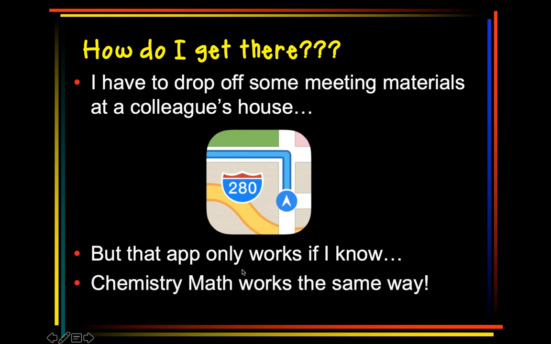And this thing called dimensional analysis, which is kind of chemistry math, works the same way. You can do lots of different things with math and lots of different things with numbers, but if you don't set it up a certain way, this chemistry math is not going to be able to help you. Just like having an app on your phone that you don't know how to use, that's what we've got to figure out. How do we use chemistry math to solve problems? So that's what we're going to be learning.